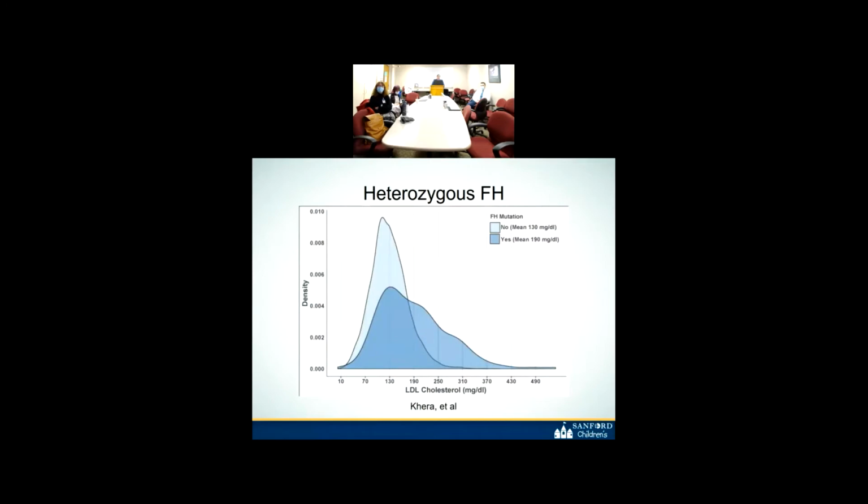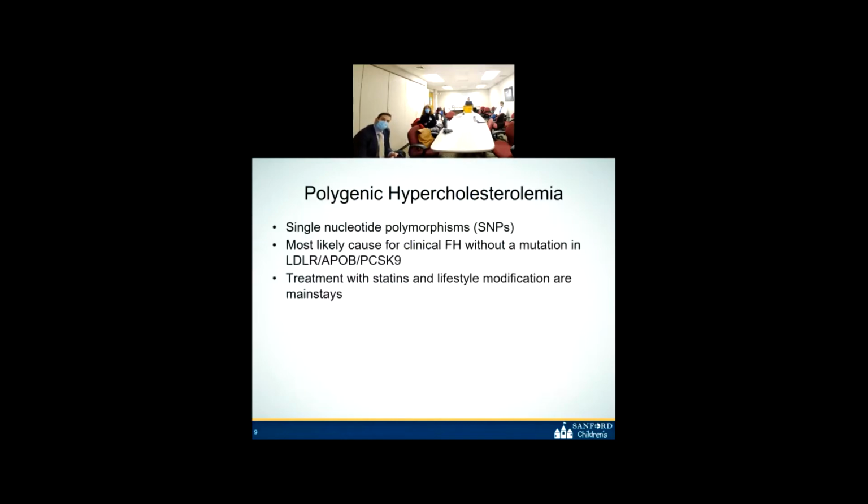And so just a diagram that shows you the difference. If you have an FH mutation, you're going to be that dark blue. And again, you're presenting with LDLs that are much higher. Your mean is going to be somewhere in the 190s. Versus without a mutation, so either a secondary cause issue or some of the polygenic ones that I'll mention shortly, you're going to have a lower mean, somewhere within the 130s.